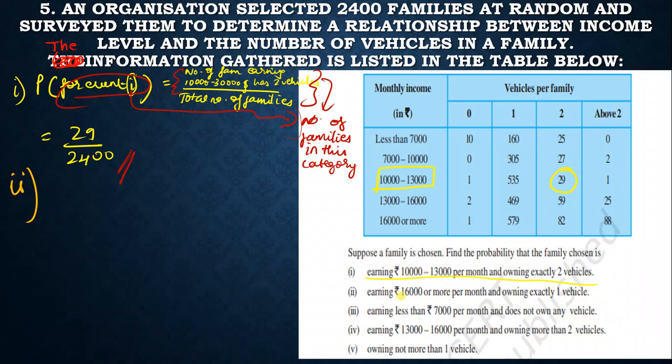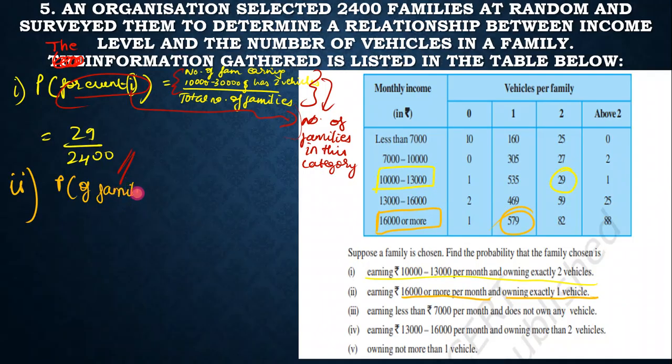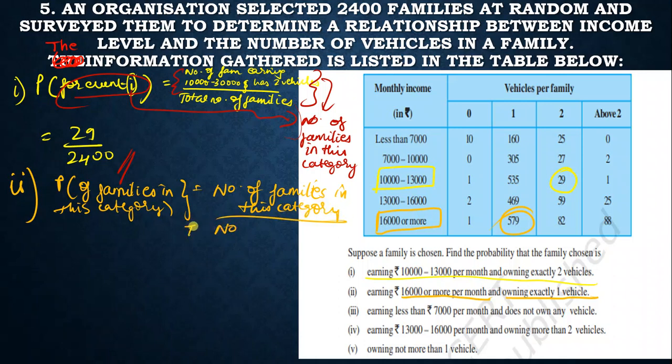Now for the second part, we have earning rupees 16,000 or more per month and owning exactly one vehicle, which will be 579 by 2400. So the probability of families in this category is equal to, again, the number of families in this category by the total number of families.